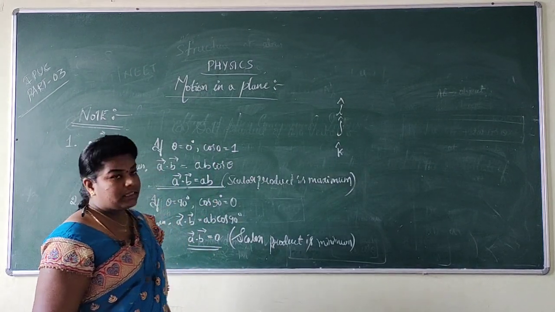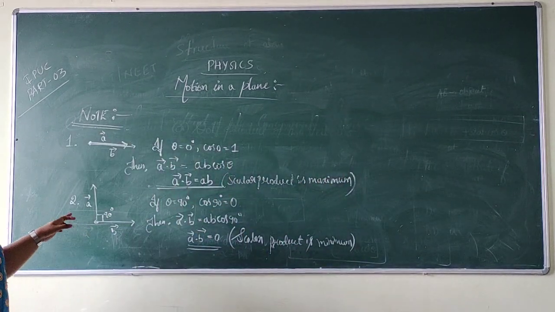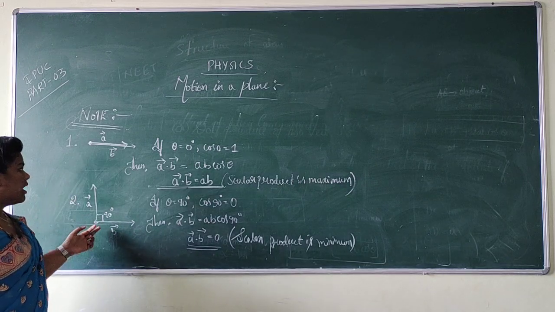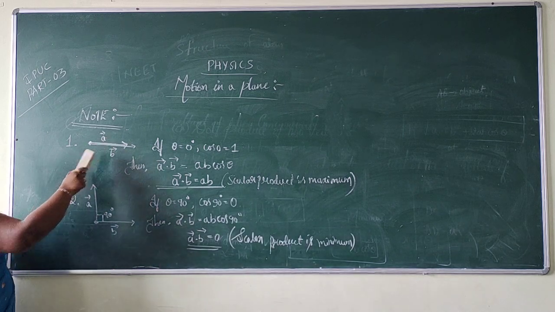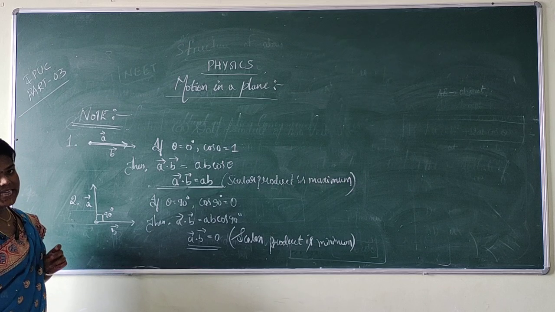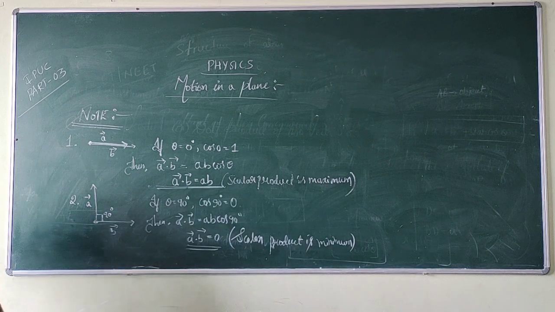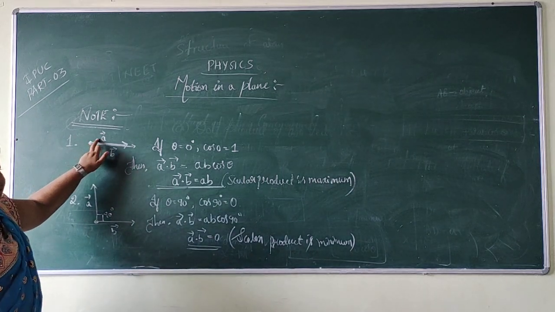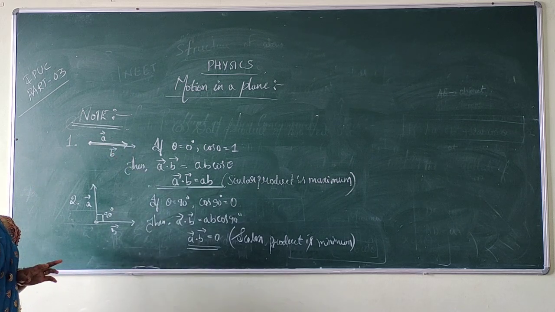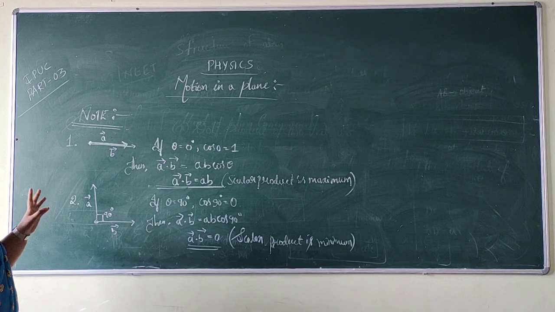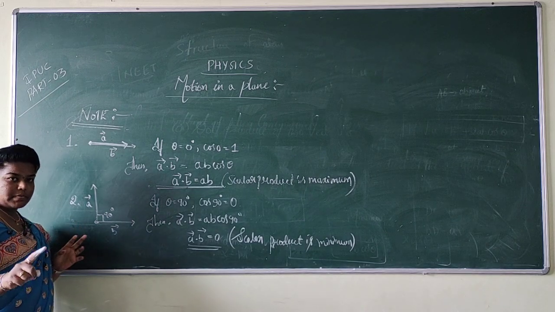So while we are multiplying the two vectors, sometimes vector A is along the x direction and vector B is along the y direction. You can observe that here vector A and vector B both are along the x direction. It means for vector A the unit vector is i cap, and for vector B the unit vector is i cap, because both the vectors A and B are moving in the x direction. So if the vectors are moving in the x direction, i cap is the unit vector.